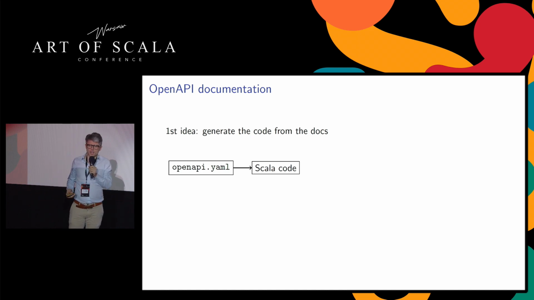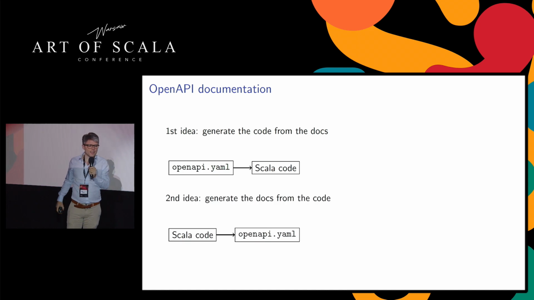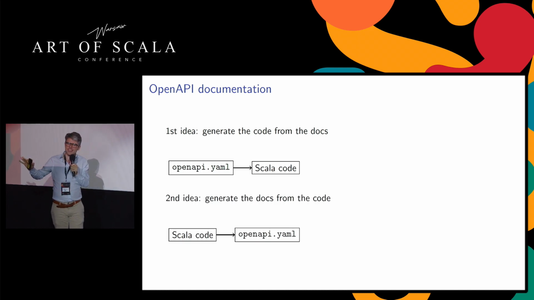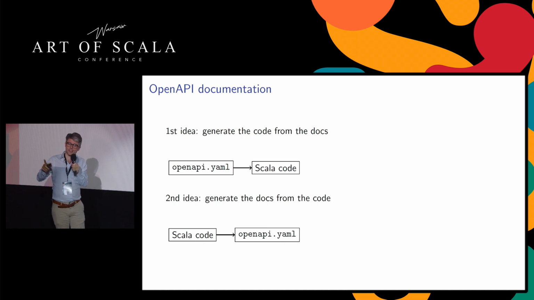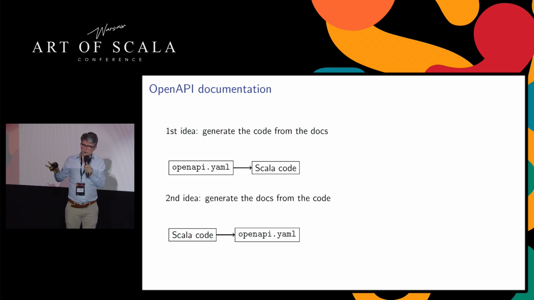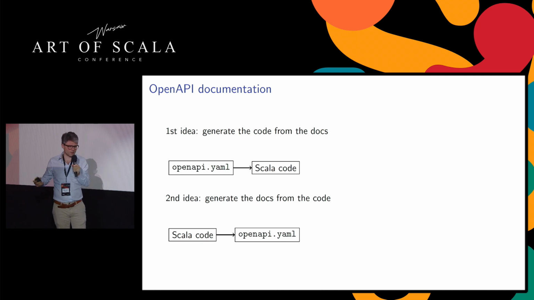Well, you can also try it the other way around. You can take your Scala code and generate the documentation from there. I've also seen this working, but it's even messier because the code can be infinitely complex. So if you want to create a tool that creates the documentation from it, you have to have a tool that is either infinitely complex or you have to use only a subset of the Scala code to write your endpoint. So either way, it's not ideal.